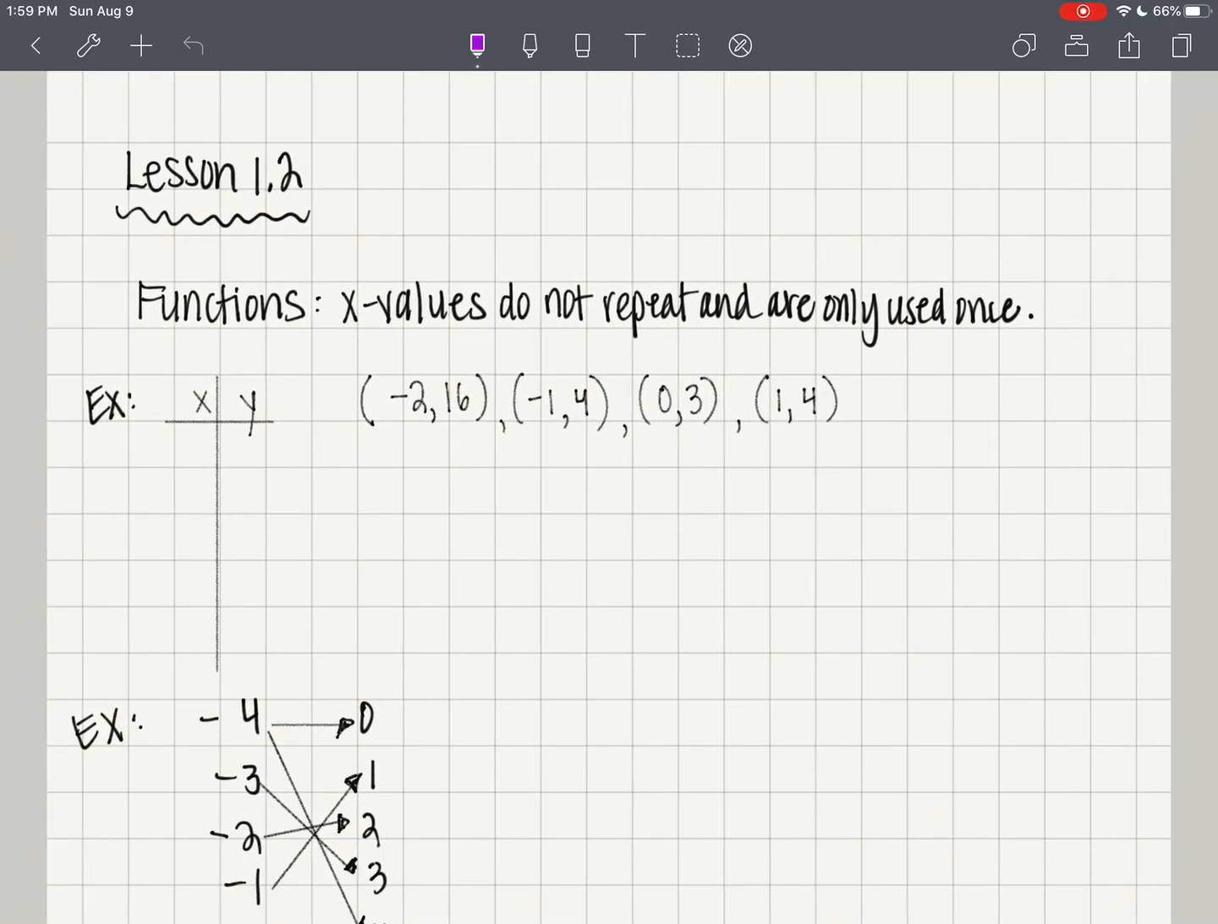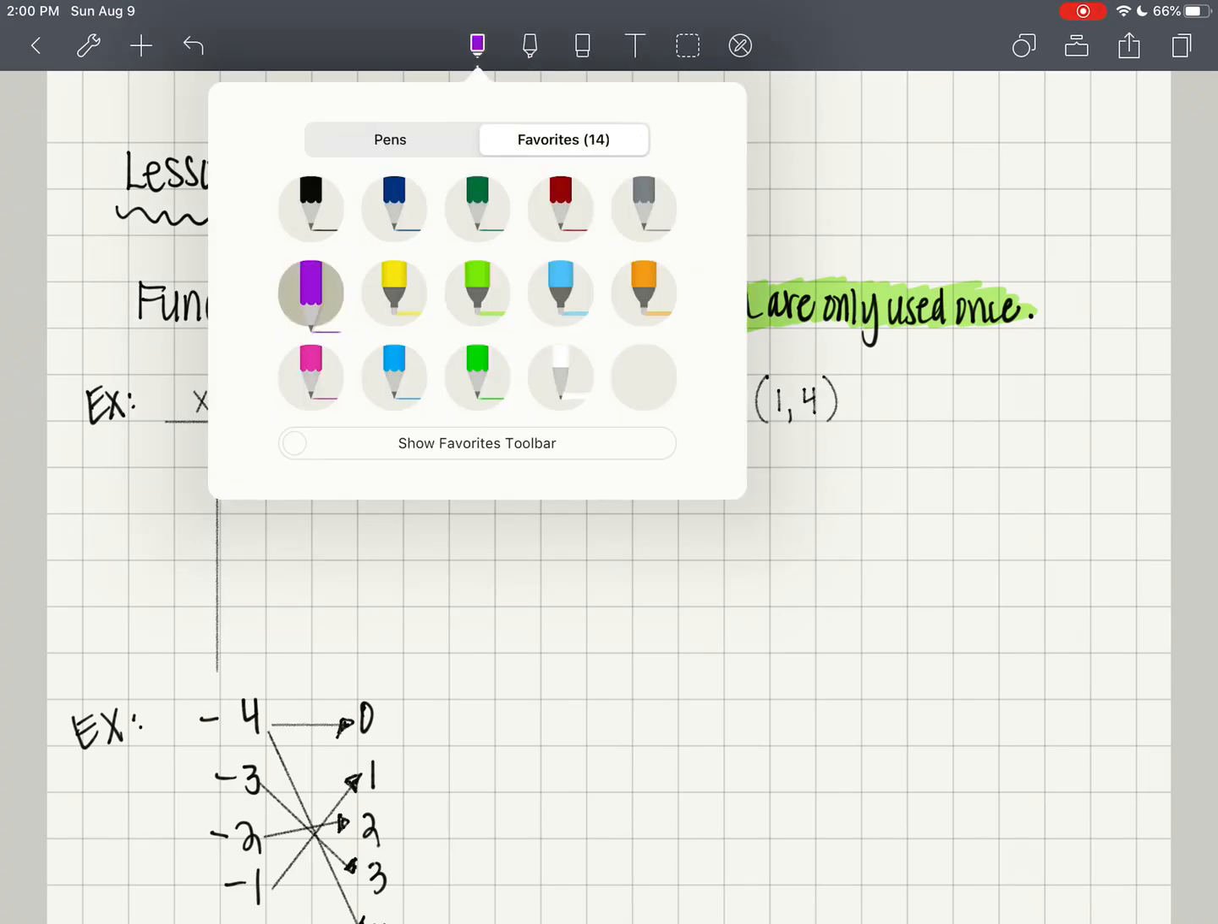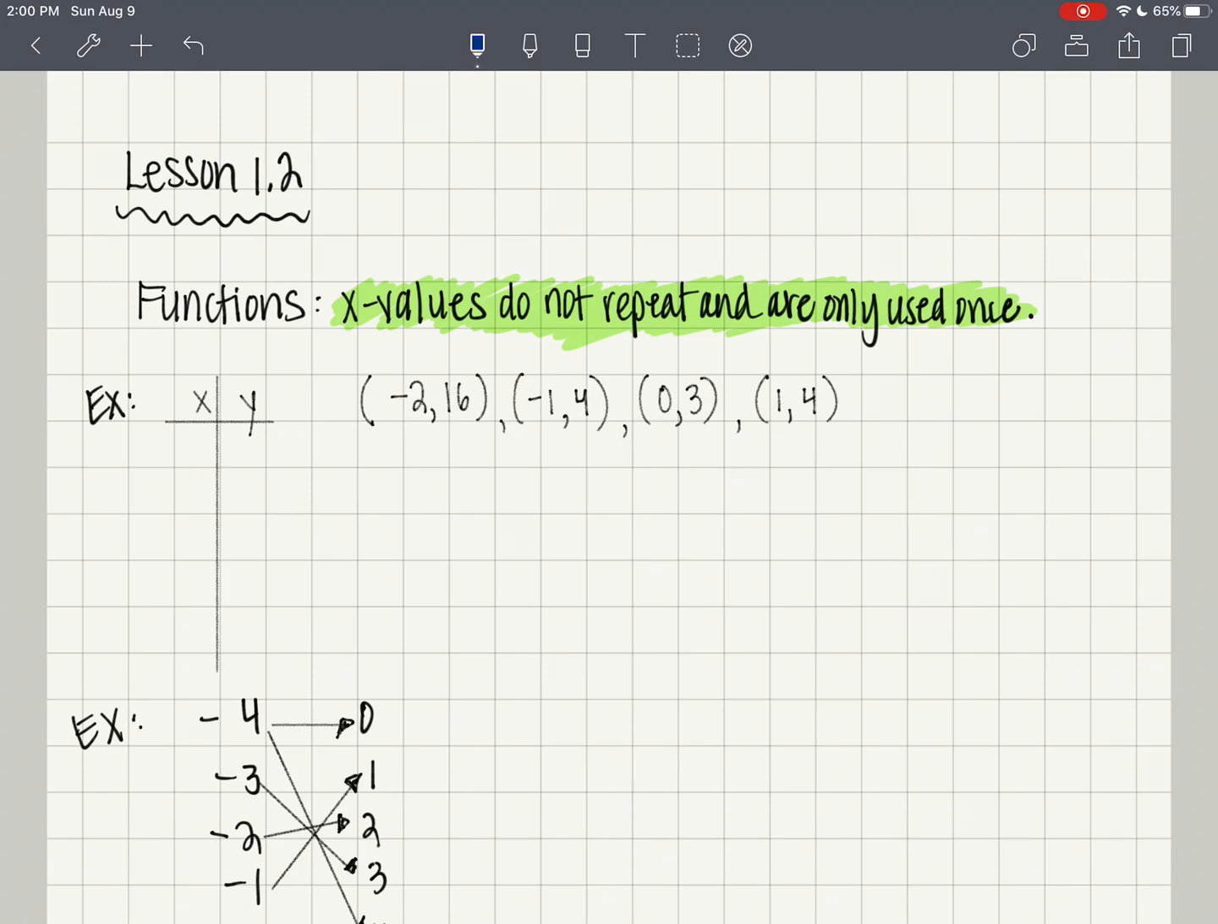A function occurs when x values do not repeat and they are only used once. So in this first example, we're going to look at a set of ordered pairs. Sometimes looking horizontally causes one to make mistakes or see things that aren't really there. So I like to relist my ordered pairs vertically so that I can see a little bit better.